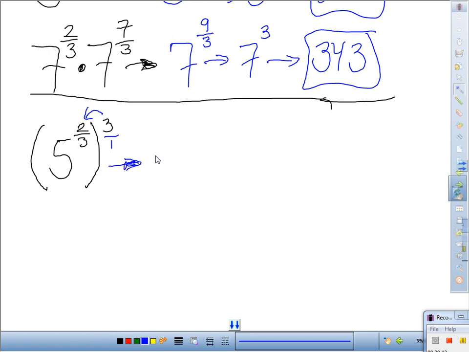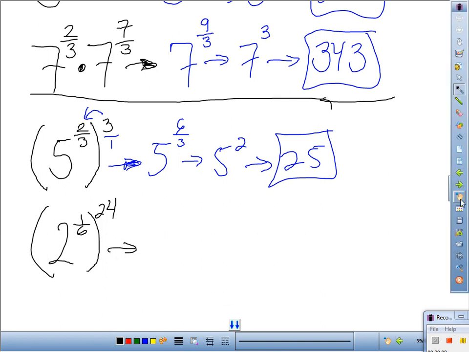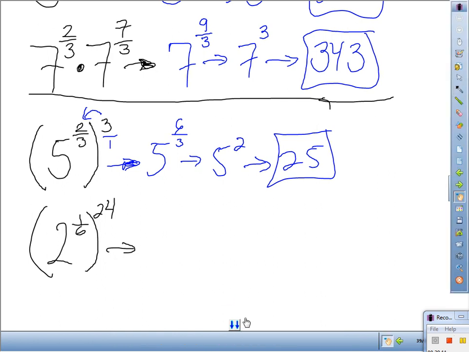All right, so my base is 5. 3 times 2 is 6. 3 times 1 is 3. So this is 5 to the 2, which is 25. Pretty much, right? Just transform in a different way. You do this one. 2 to the 1/6 power. Raise that to the 24th power. Oh, yeah. Fun stuff.